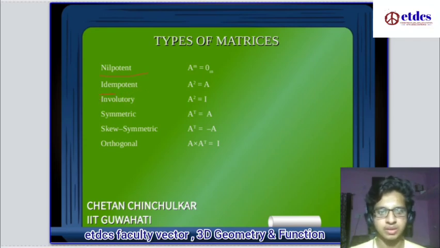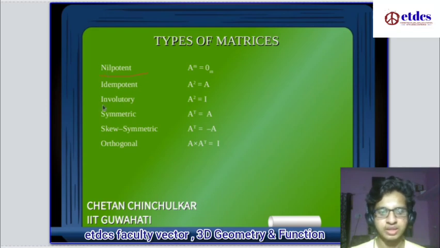And then we have idempotent. What does that mean? We have also heard this term. Idempotent means if we square the matrix, A cross A, we get the same matrix A. One of the best examples is the identity matrix itself. If we square that, we get the identity matrix only. Identity matrix is an idempotent matrix.